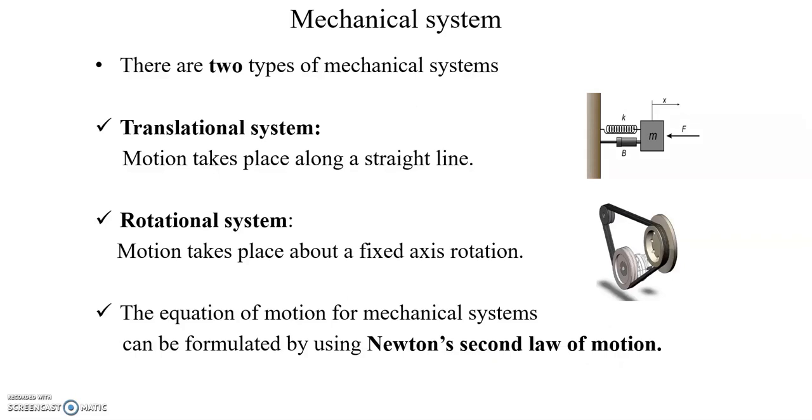Next, mechanical systems. There are two types of mechanical systems: one is the mechanical translation system and the other is the mechanical rotational system. What is a mechanical translation system? The motion takes place along a straight line. Whereas in the rotational system, the motion takes place about a fixed axis of rotation. The equations of motion for mechanical systems can be formulated by using Newton's second law of motion.